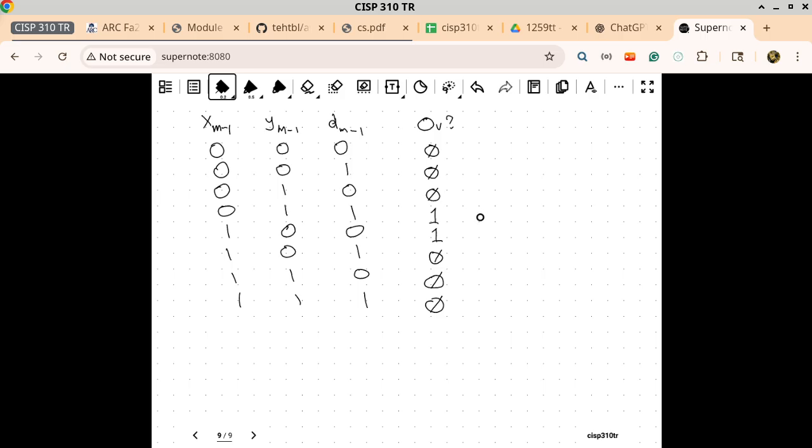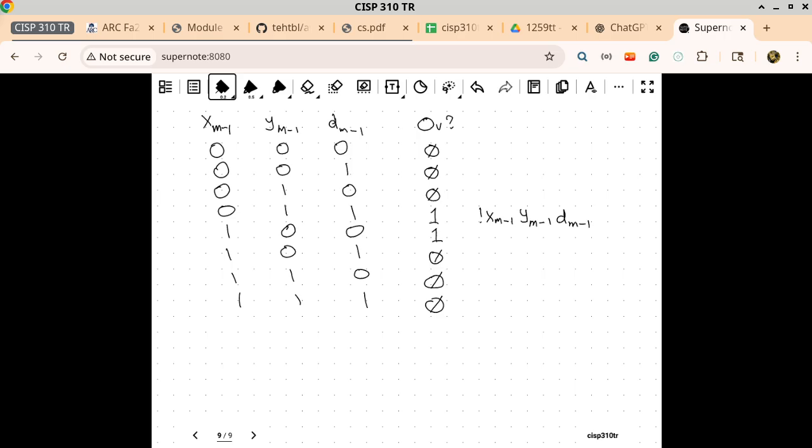So on this row, I can now say we negate x of m minus 1, conjunction with y of m minus 1, conjunction with d of m minus 1. When you look at this particular expression, it is true, but only for this particular row. It would be false for all of the other rows. Does that make sense to you?